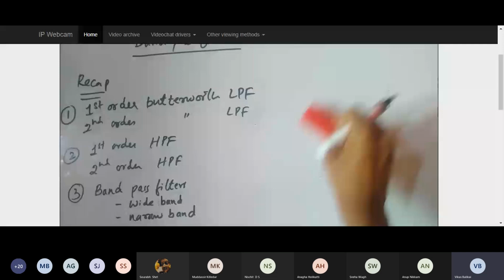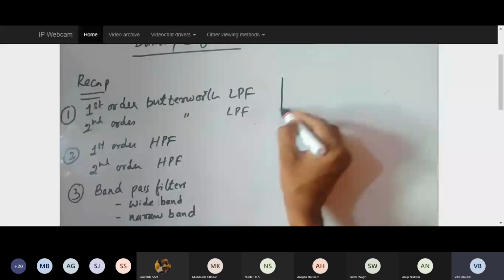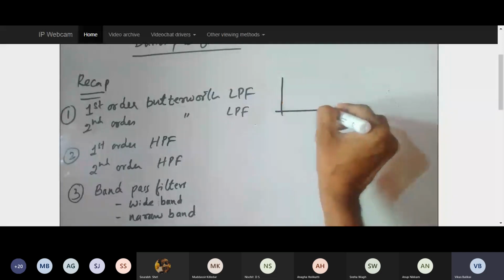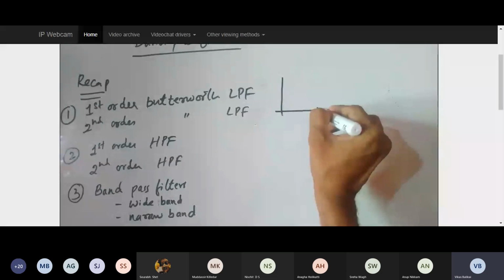As I was telling, for your low pass filter, the graph is such that it is going to pass the lower frequency. So for the lower frequencies to pass, I need a cut off frequency here.